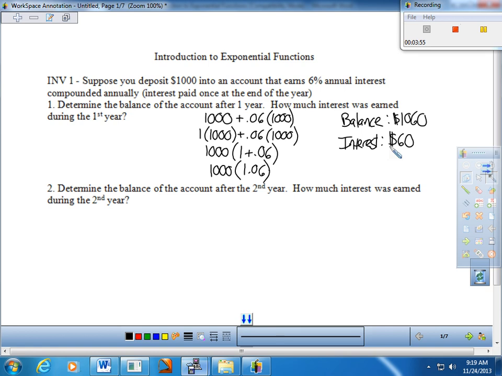Well, let's find out. So I'm going to go through it one more time, just all the way through. In this case, after the first year, we had $1,060, right? And the idea would be that we would add 6% of that $1,060 at the end of the year. So if we want the balance of the account, we started with this, and of course we add 6% of it at the end of the year.